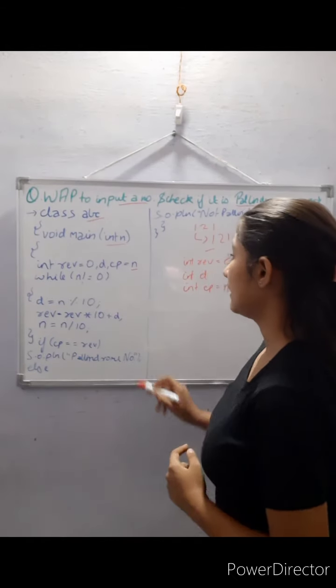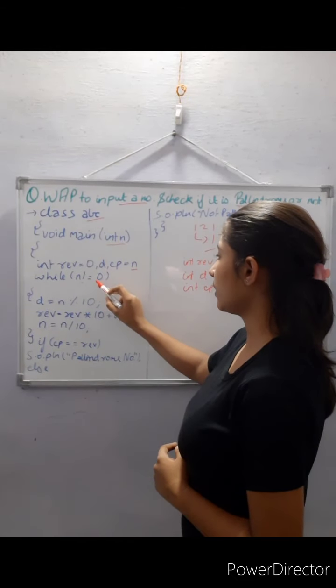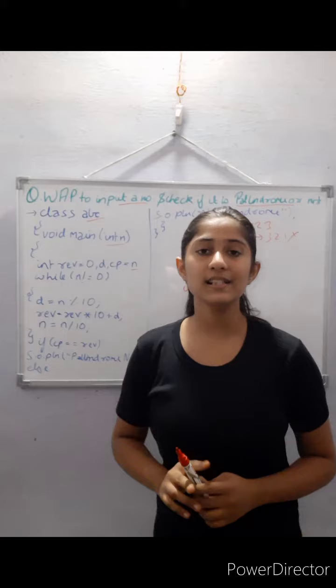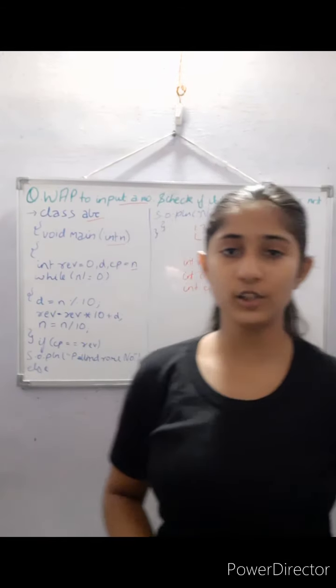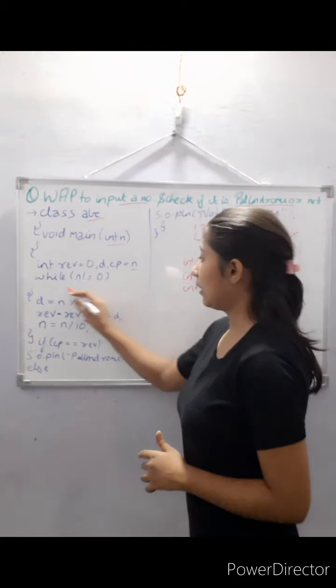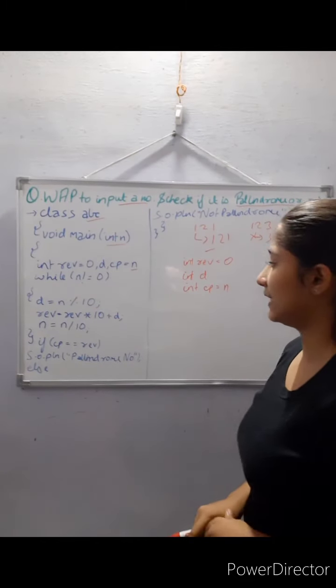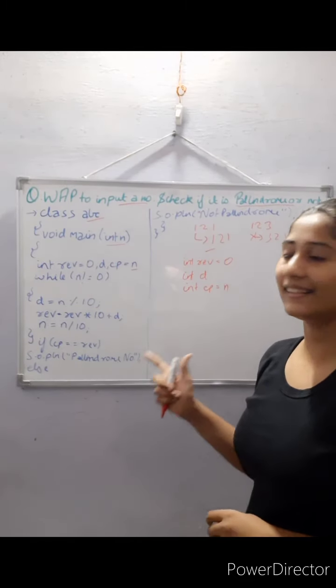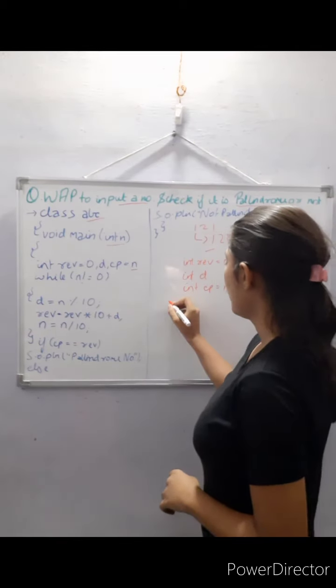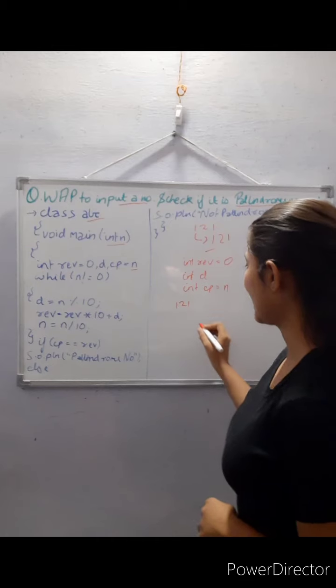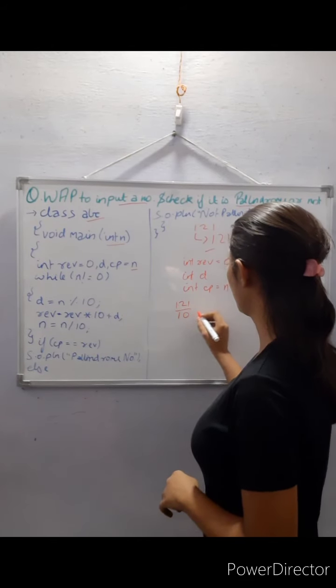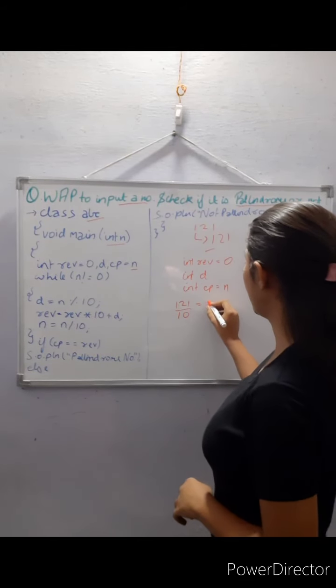Okay, now running the while loop, n should not be equal to 0, which means that as soon as the value of n reaches 0, the program will stop running. Okay, now d is equal to n modulus 10. So over here we are extracting the last digit of number n. Number n, as for example, we can take 121, extracting the last digit, we'll get the remainder 1.